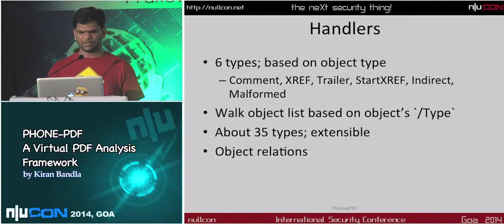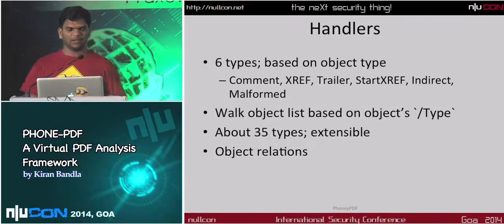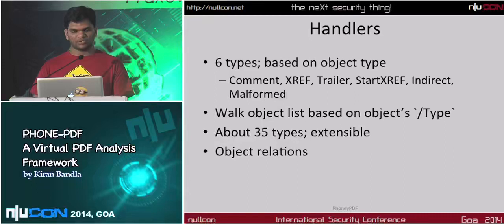There are a lot of types built into Phony PDF, about 35 types, I think. These are a few of them: the root, catalog, action, and all these other things. So the way the code works is pretty nice. Based on the type of object it's looking at, it'll check if there is an implementation inside the code to analyze that kind of object. And if there is, it'll do that. Otherwise, there is a generic handler which processes most of the objects.